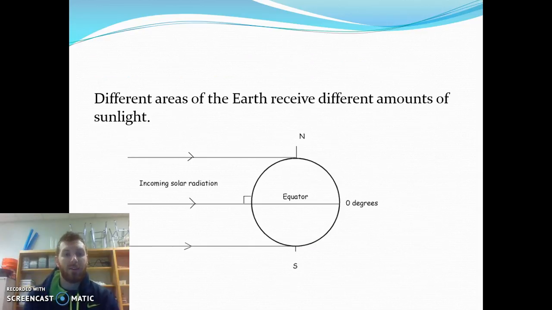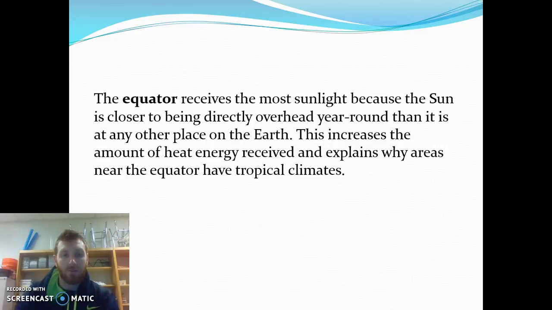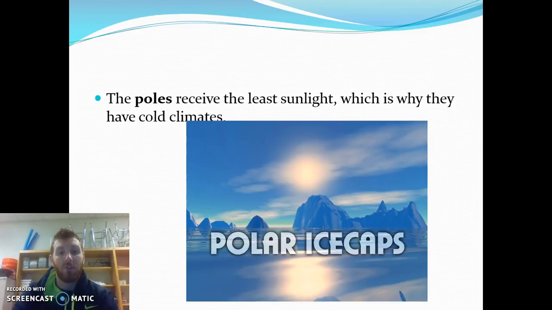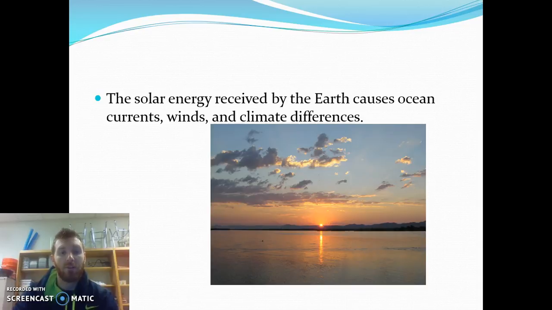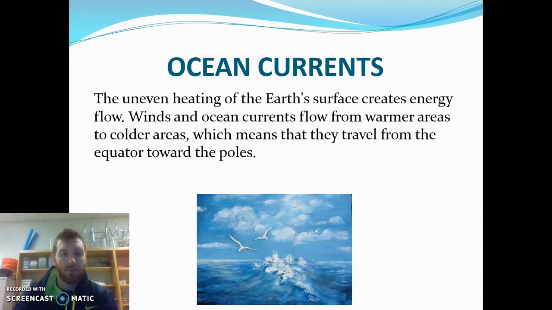So, as I said, different areas of Earth receive different amounts of sunlight, and you can see here how that could possibly affect the weather and climate of these different regions. The equator is going to receive the most sunlight because the Earth is closer to being directly overhead year-round than it is any other place on Earth. This increases the amount of heat energy received and explains why areas near the equator have tropical climates. The poles receive the least amount of sunlight, which is why they have the colder climates. Solar energy received by the Earth causes ocean currents, winds, and climate differences.